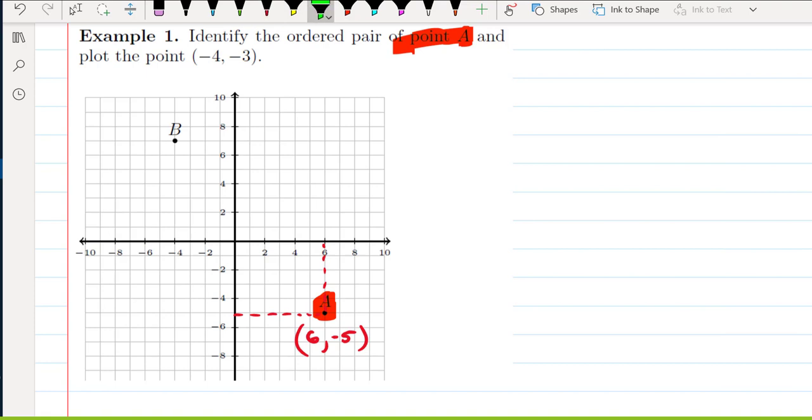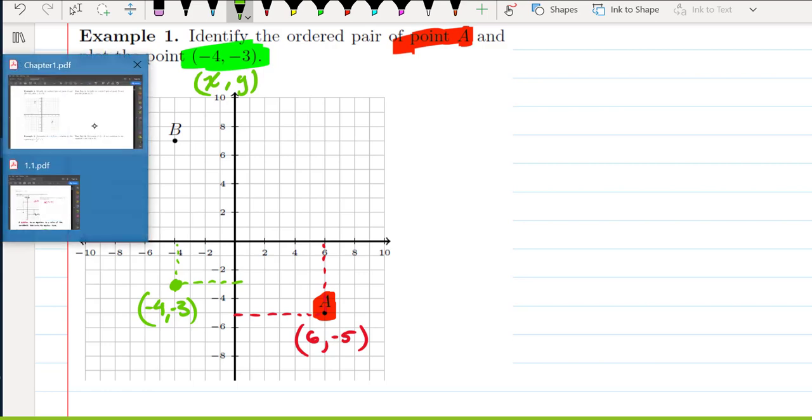The next thing we wish to do is plot the point -4, -3. We have our x value and our y value. Our x is going to be at -4 and our y is going to be at -3. So that gives us our point -4, -3. As a reminder, when we're plotting points, it's always x first, y second, and we go to the x value and then the y value and then plot the corresponding point.